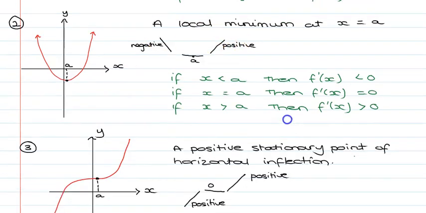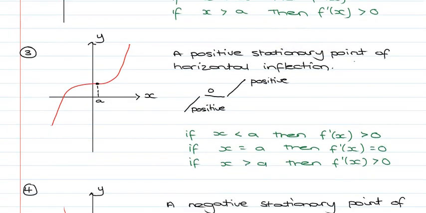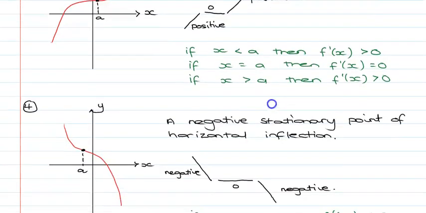Let's meet 2 new stationary points. The first one we call a positive stationary point of horizontal inflection. Most of you will understand this is a cubic graph. And at this point, for a moment, the gradient is 0. And to identify this, we'd look to the left and to the right of where we found the gradient as 0. To the left, we have a positive gradient. And to the right, we also have a positive gradient. So in this case, we would classify that as a positive stationary point of inflection.